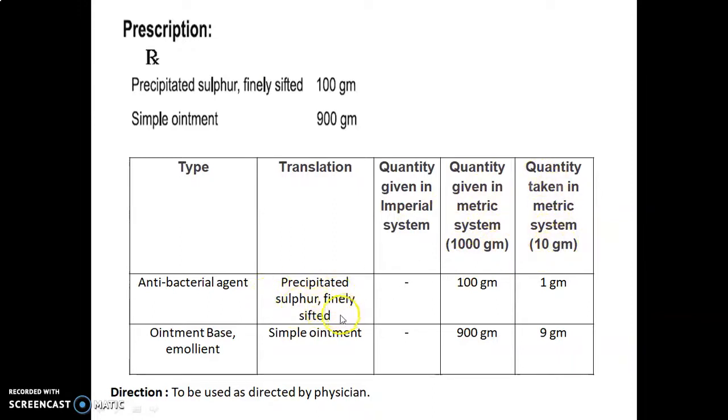Precipitated sulfur, finely sifted, is used as an antibacterial agent, simply a preservative. Quantity given is 100 gram, so the quantity taken, calculated with the help of the factor, is 1 gram. Simple ointment is used as an ointment base and emollient. Quantity given is 900 gram, so the quantity taken should be 9 gram. Direction: to be used as directed by the physician.